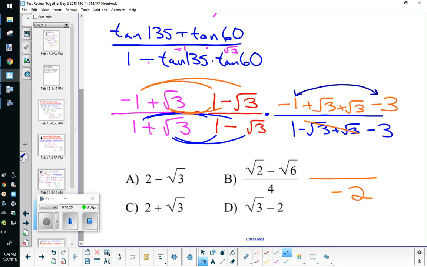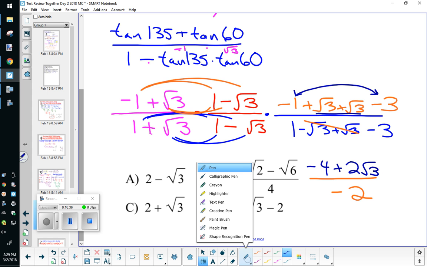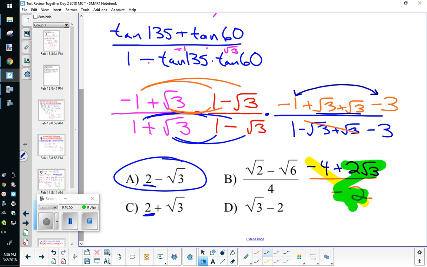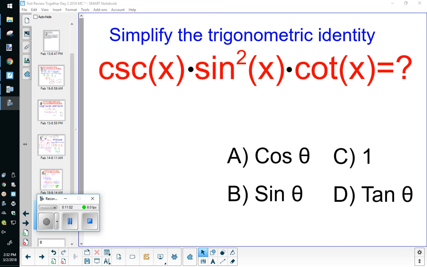Negative 1 and negative 3 get me negative 4. I have 2 radical 3's, so it's plus 2 radical 3's. I'm reducing then. When I reduce, I take negative 4 divided by negative 2. What will that get me? 2, positive 2, so it's either A or C. And then I take that same thing, 2 radical 3 divided by negative 2. What's that going to get you? A negative radical 3, because the 2 and the negative 2 would cancel to get you just a negative radical 3. Yep.